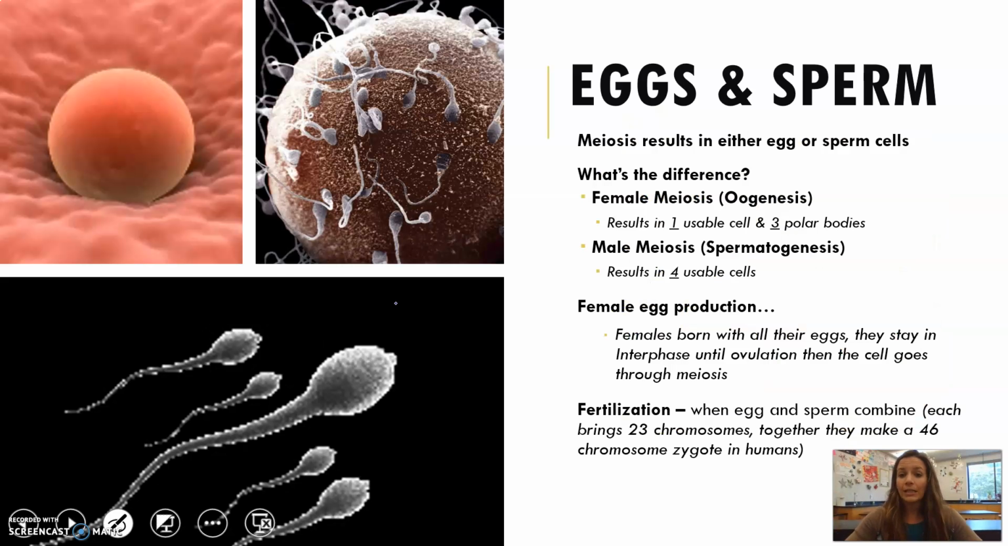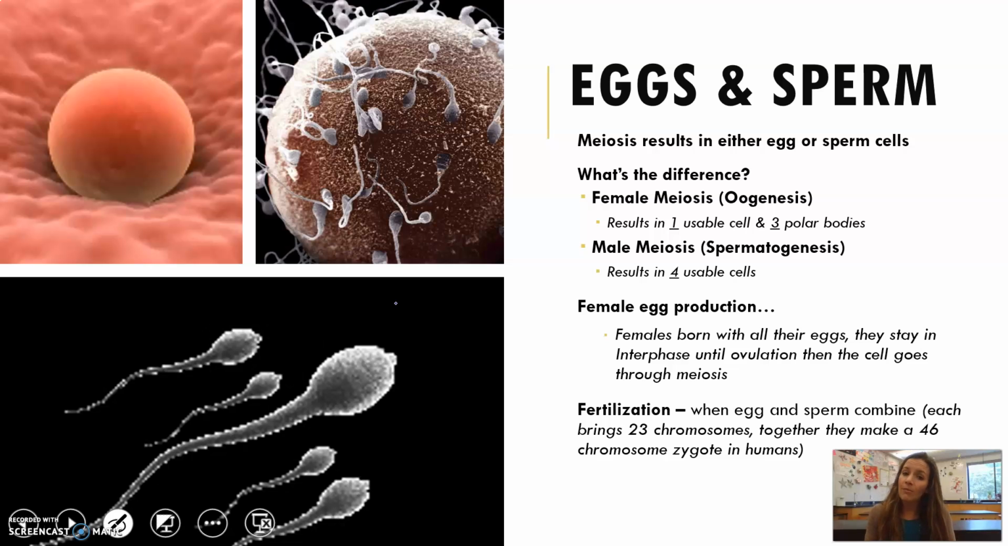All right, so now we have to get a little bit more into eggs and sperm, specifically, and how meiosis is different if you're a female or male. So female meiosis is also known as oogenesis, and this only results in one cell that can be used for reproduction. And then you get 3 polar bodies, which kind of just disappear in the body. They're not used for anything. Whereas male meiosis or spermatogenesis results in 4 usable sperm cells. So males produce, as a result, a lot more gametes that are available for reproduction than females.